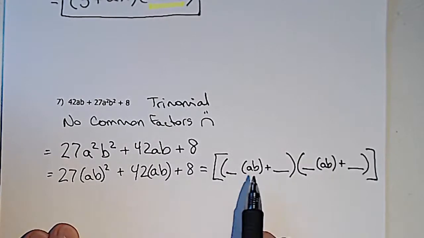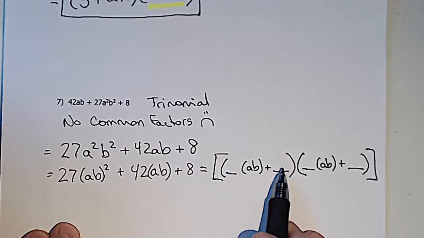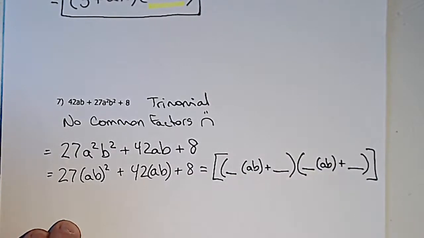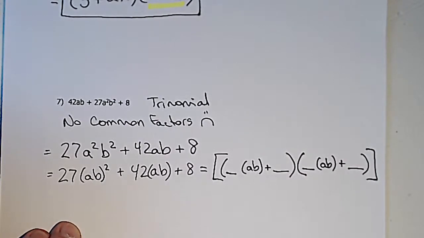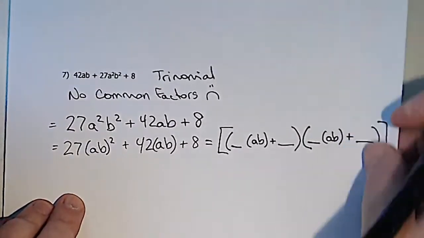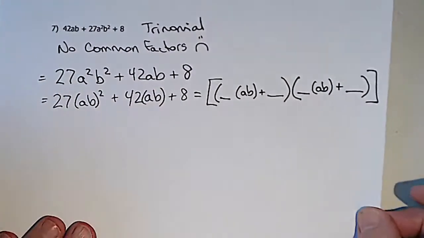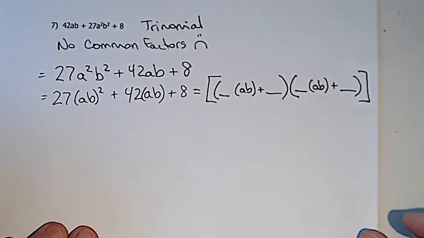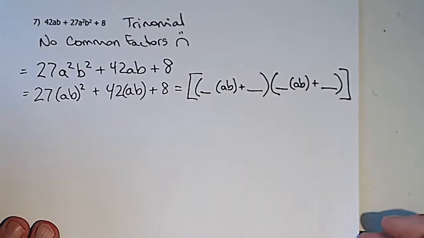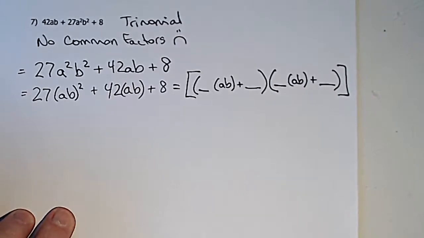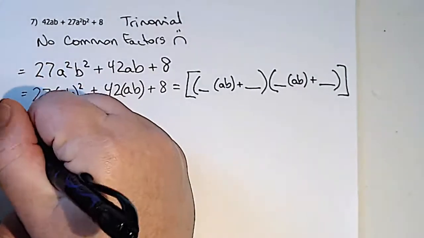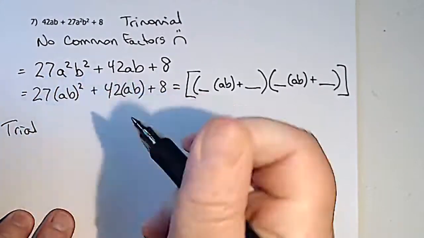So we're going to have something times AB plus something, and then something times AB plus something, which means that either we're going to use trial and error, or we're going to use the AC test method. Sorry, that's the old-fashioned name for it, the AC method. Or the X method. There's an X method and a box method. There are all these methods. So if we start with trial and error, let's start with trial and error.